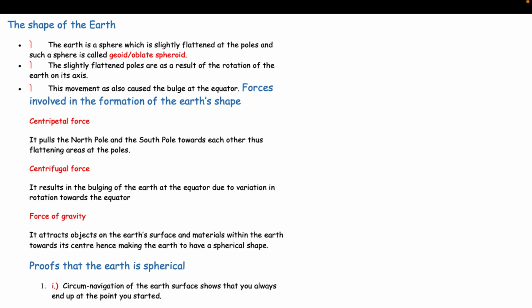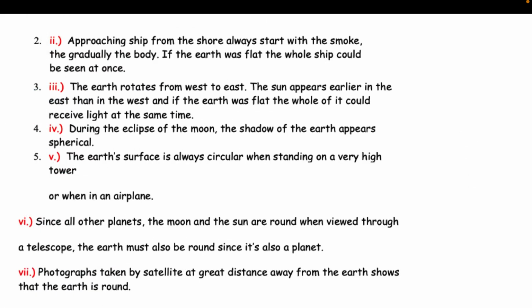Proofs that the Earth is spherical. I. Circumnavigation of the Earth's surface shows that you always end up at the point you started. II. An approaching ship from the shore always appears first with the smoke, then gradually the body. If the Earth was flat, the whole ship could be seen at once.